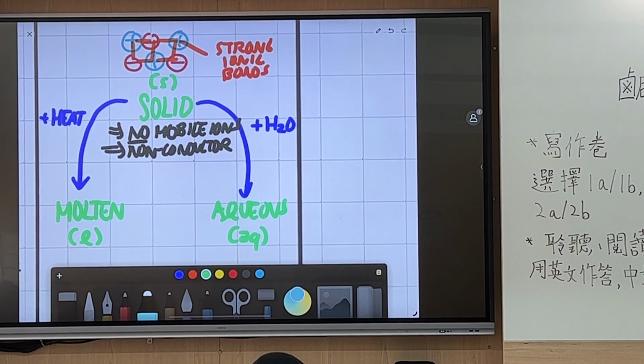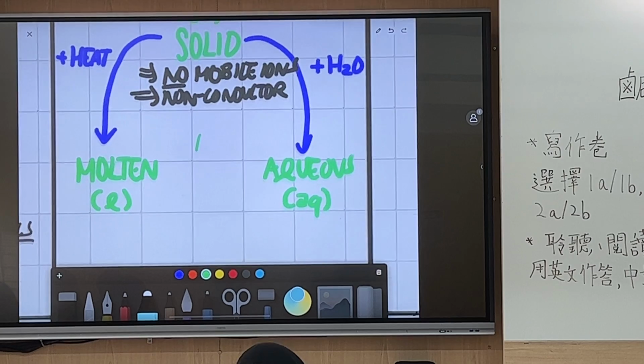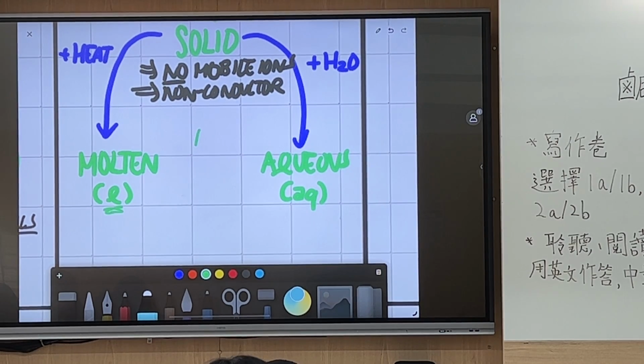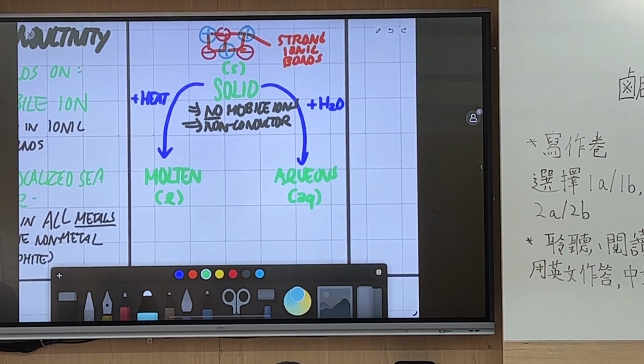Bracket L means molten. And this is not E, this is L. I just like to write L this way. You can just write L this way. Okay, but this is how I like to write L. So bracket L. And then finally we have aq.